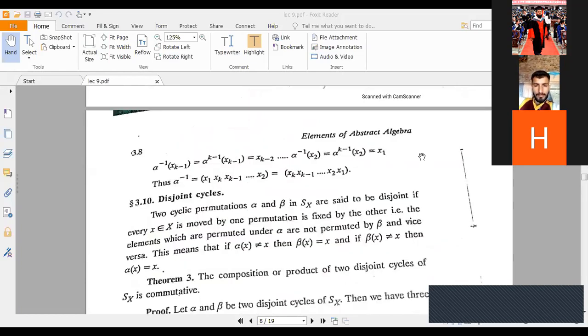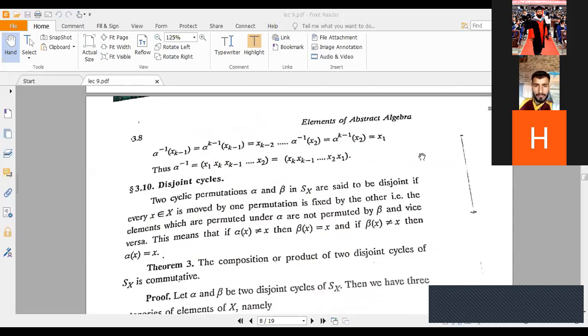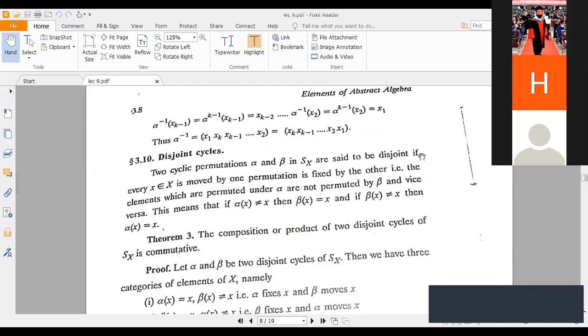Again, disjoint cycles. What is a disjoint cycle? Two cyclic permutations alpha and beta on X are said to be disjoint if every x belonging to X moved by one permutation is fixed by the other. It means disjoint cycles: suppose you have two cycles, one cycle is 1 to 2 and 2 to 1, a cycle of length 2, and another cycle 5 to 4 and 4 to 5. There is no common element in both cycles, and such cycles are called disjoint. In general, permutation composition is not commutative, but if two cycles are disjoint, then the product of the two cycles is commutative.